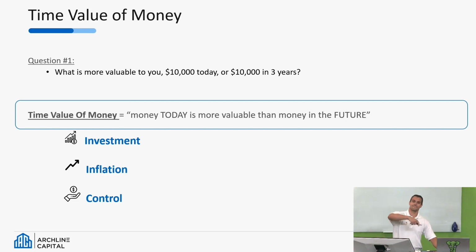You can make it into 20 or 30,000 investment. You can invest that money. And I put a third one here, which is control. You have the control to do what you want with your money right now. If you want to invest it, if you want to put it in a bank, if you want to buy a boat, you can do whatever you want and get happiness out of it. So you have control over it, so it's more valuable now than in the future, right?